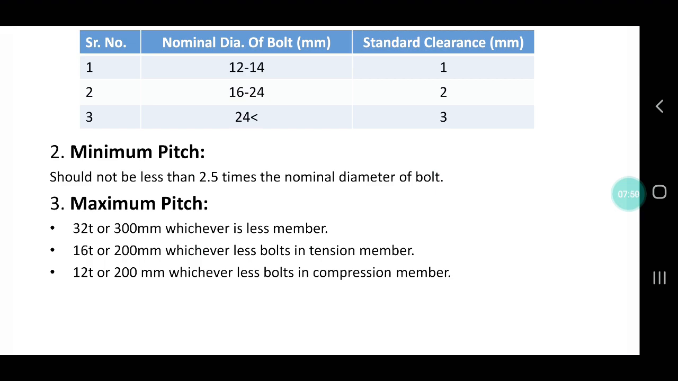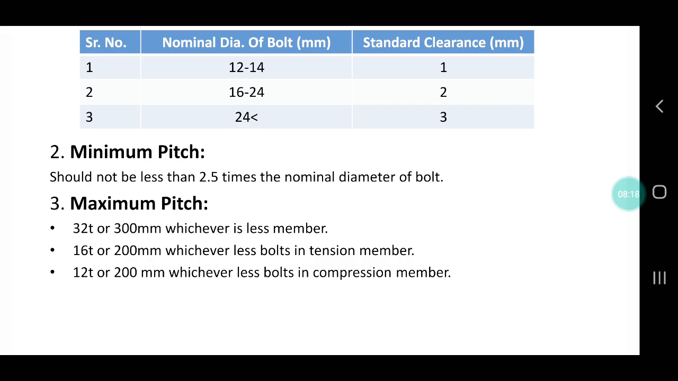Next point is minimum pitch. The distance between the centers of the bolts in the direction of load should not be less than 2.5 times the nominal diameter of a bolt. This is important. Why is that kind of notation or specification included in IS 800:2007?